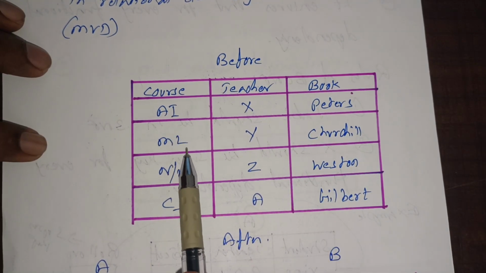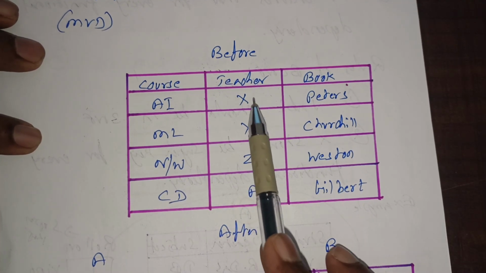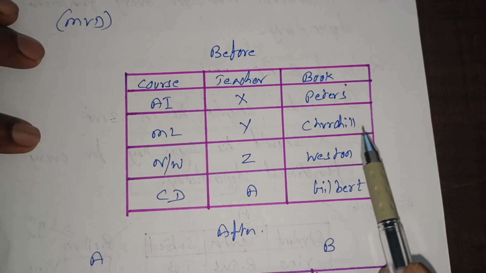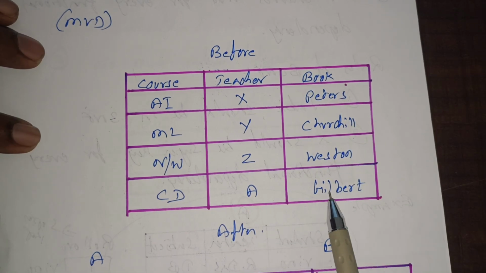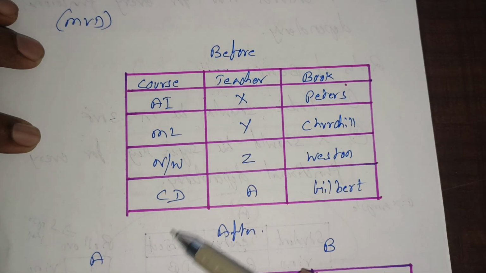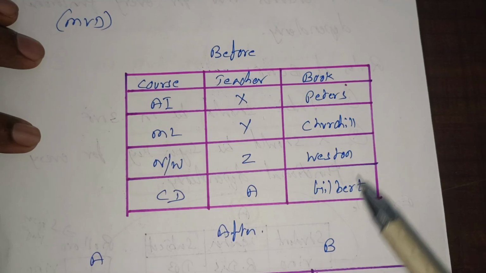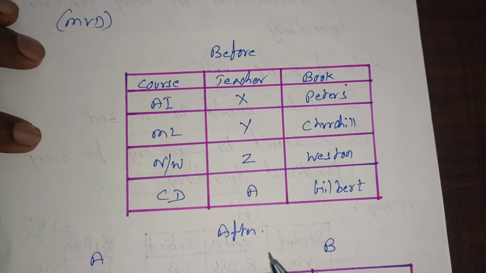So the courses are AI, ML, network and compiler design. The teachers are different here, not the same: X, Y, Z, A. And also the books are different: Peter, Churchill, Weston and Gilbert. So there are no repeated values in this particular column. There is no redundancy here, but there is a multi-value dependency. I hope you can see.